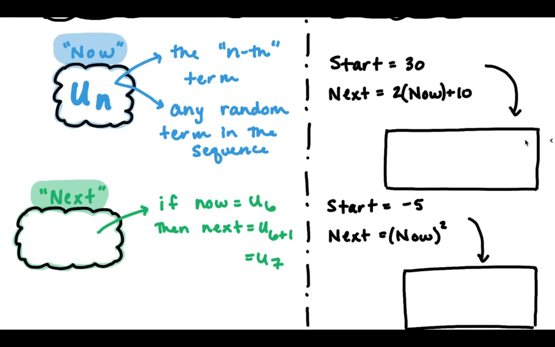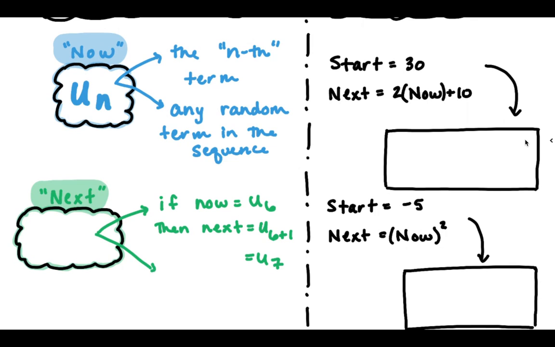Okay, so the idea there is like if you're at the 19th term, the next term is the 20th term, right? If you're at u sub 19, the next term is u sub 20. You're adding 1 to the subscript. If you're at u sub 48, the next term is u sub 49. You add 1 to the subscript. If you're at u sub 1000, the next term would be u sub 1001. You add 1 to the subscript to go to the next term.